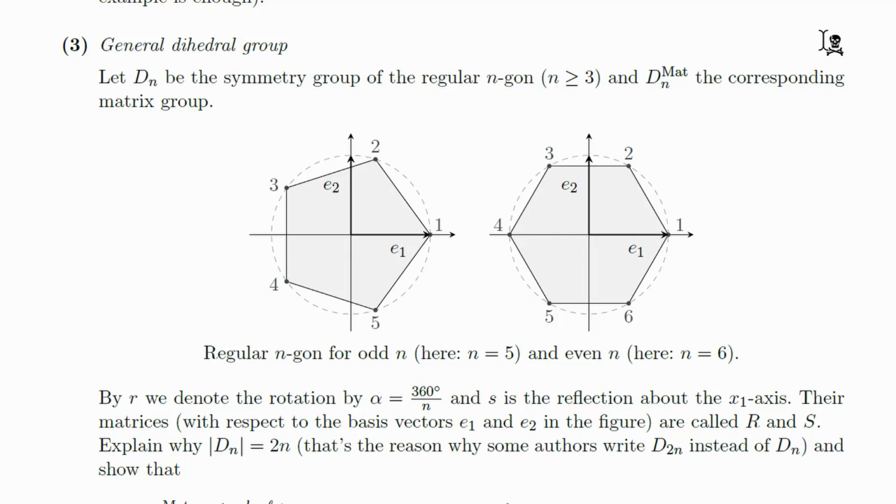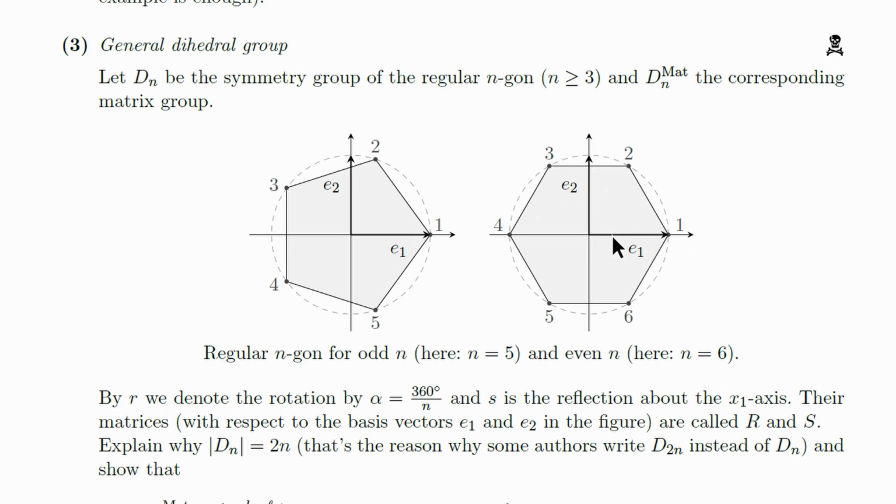Now for a more advanced exercise, as you can see here, we are taking a closer look at the general dihedral group. So we take a regular n-gon, and n can be any natural number which is bigger than or equal to 3, and D_n mat is the corresponding matrix group. So here, for example, you have for n equals 5, the regular 5-gon, the pentagon. And here for n equals 6, the regular 6-gon or hexagon.